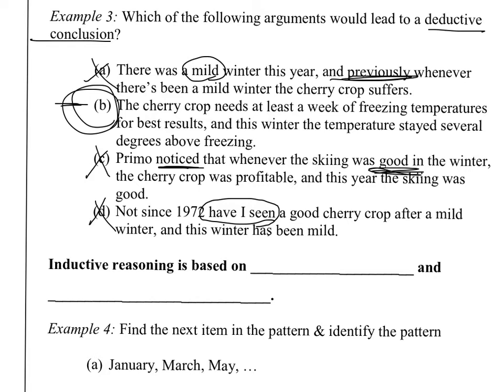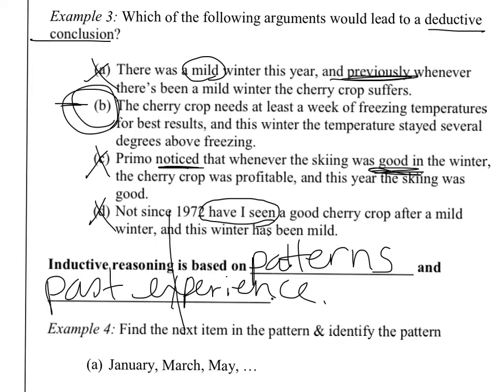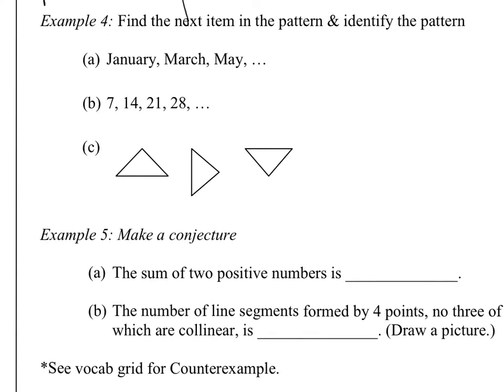Okay, inductive reasoning is based on patterns and past experience. Notice that alliteration there, look at that, we're being English teachers, will help you remember inductive reasoning: patterns and past experiences. Okay, so what we're going to do now is identify patterns, because that is a type of inductive reasoning. It says find the next item in the pattern and identify the pattern. When you write a sentence identifying the pattern, that's like a conjecture. So you already read about conjecture.